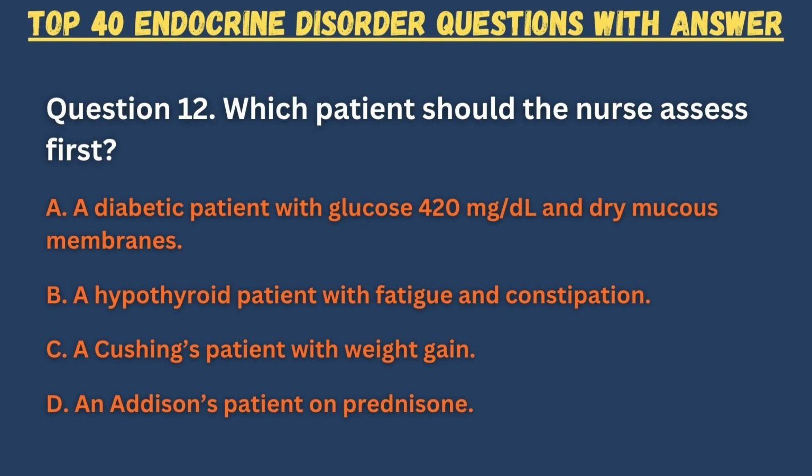Question 12. Which patient should the nurse assess first? A. A diabetic patient with glucose 420 milligrams per deciliter and dry mucous membranes. B. A hypothyroid patient with fatigue and constipation. C. A Cushing's patient with weight gain. D. An Addison's patient on prednisone.